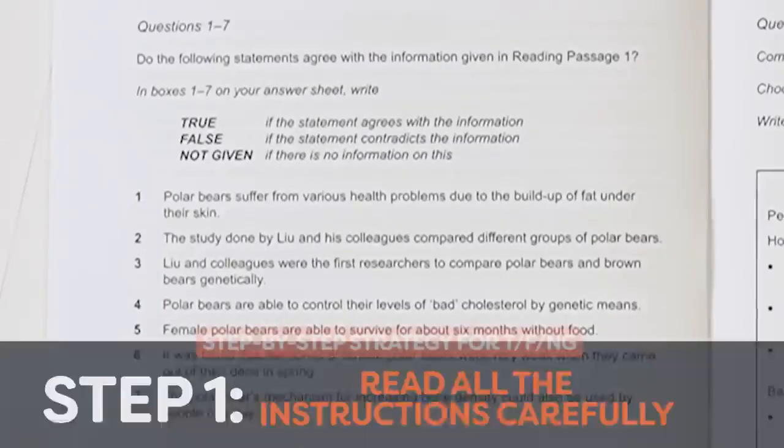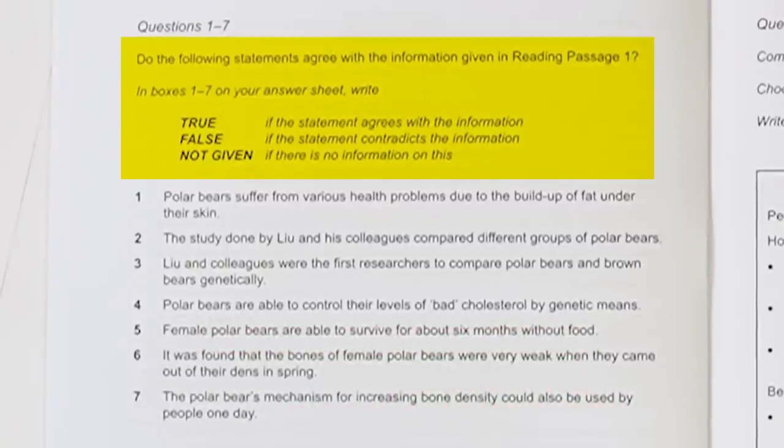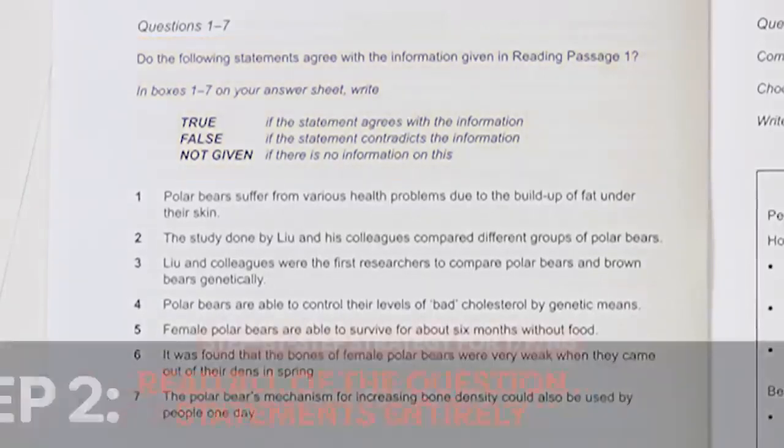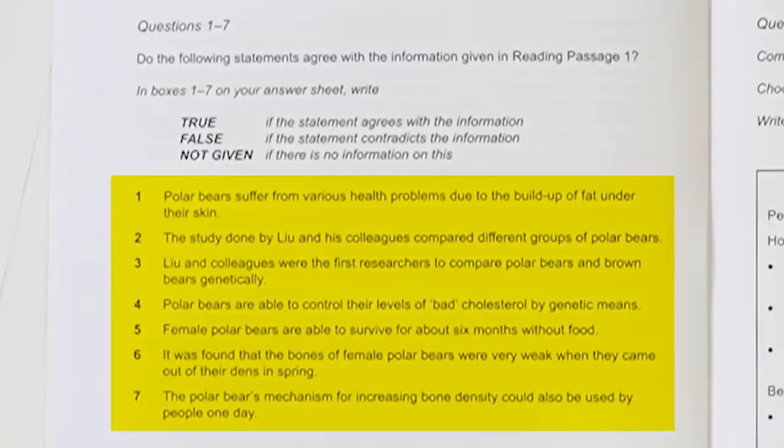That's your goal. So step 1, read the instructions carefully and also think about, is this a true, false, not given question or a yes, no, not given question? If it's a yes, no, not given question, the strategy will be slightly different. Step number 2, read each of the question statements entirely. All of the question statements. Do not look at keywords and try and highlight keywords. This is not a question that is testing your ability to identify keywords. It is testing, first of all, your ability to understand each sentence as a whole. Also, think about any qualifying words that might come up.